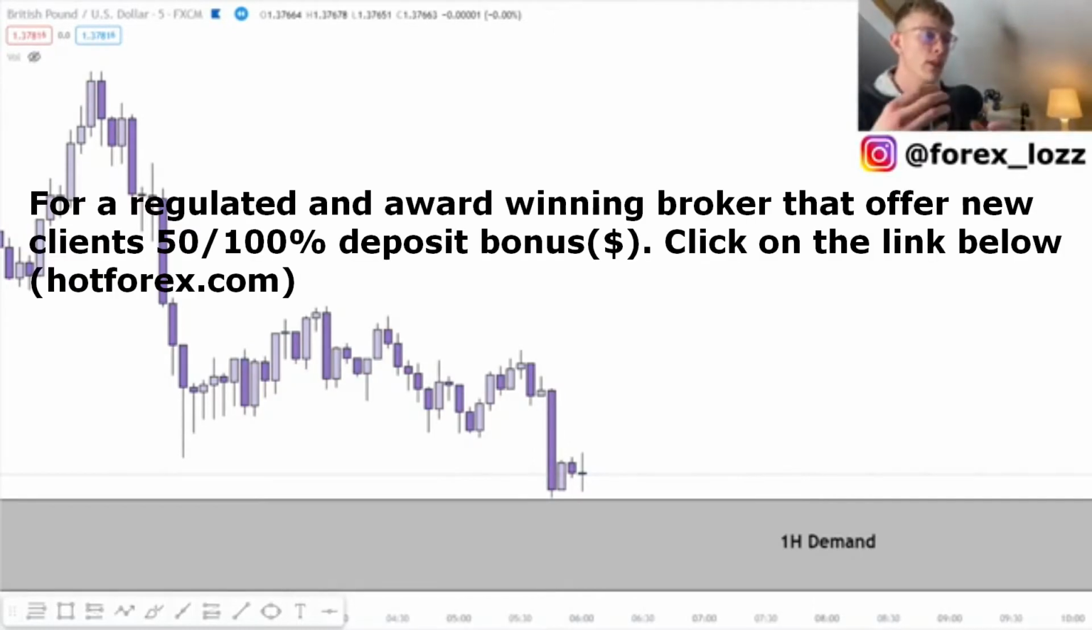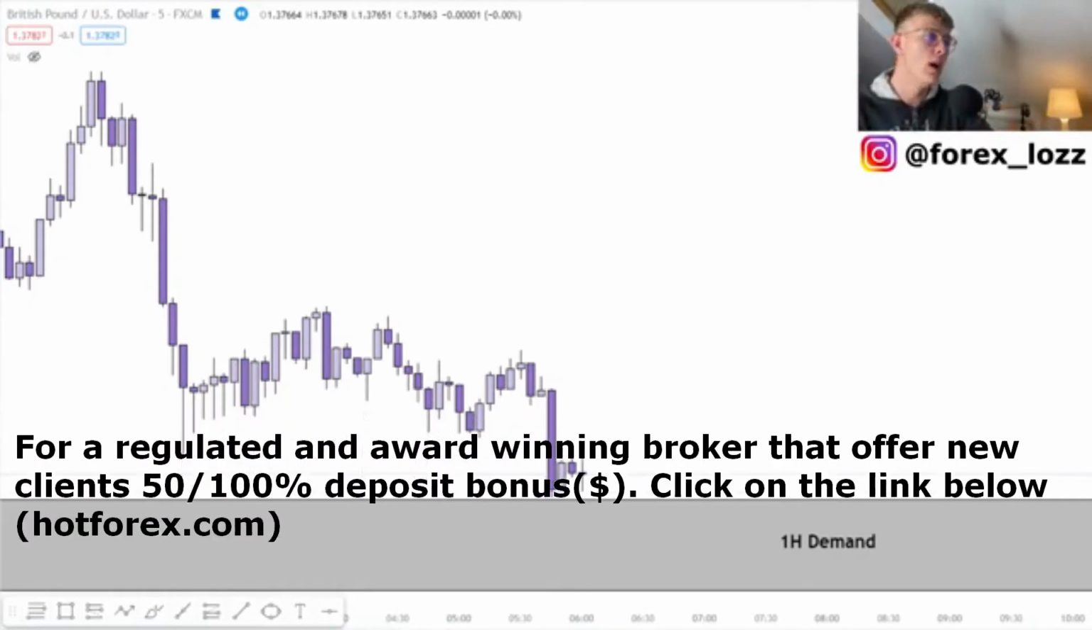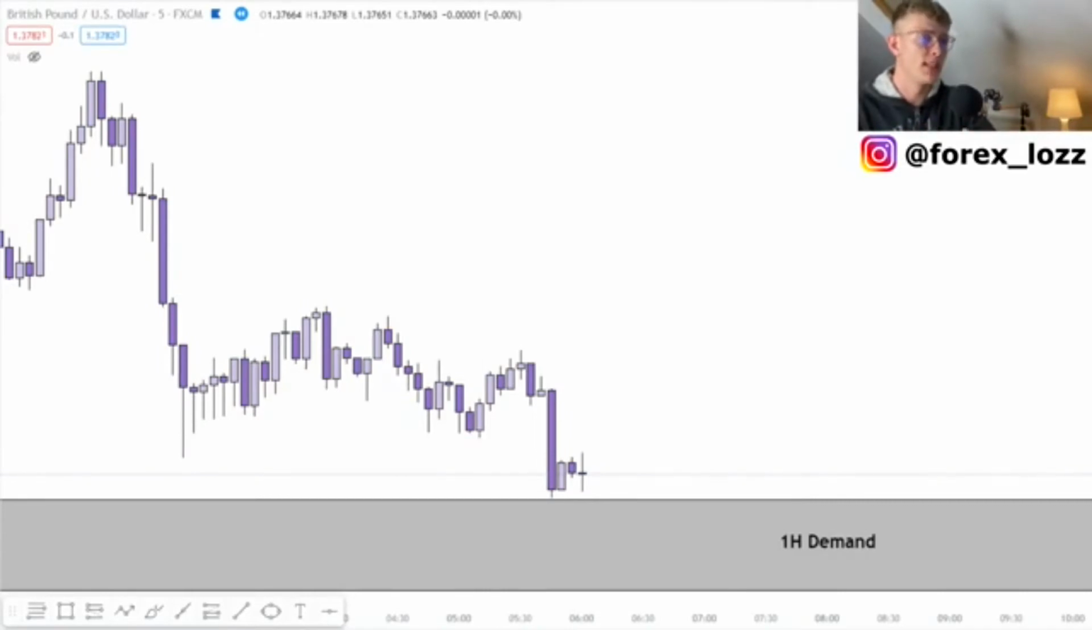And what we shouldn't be doing is randomly buying at support because it's been a support and randomly selling at resistance because it's a resistance, or buying at demand or selling at supply, or just key levels in general. Okay, so let's take a look at this pair.